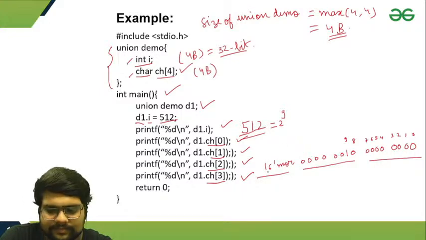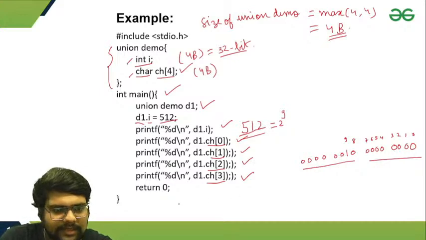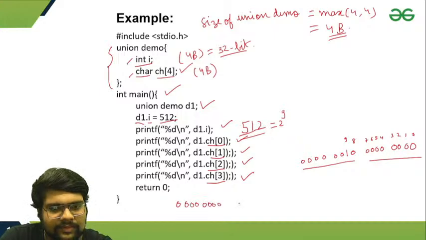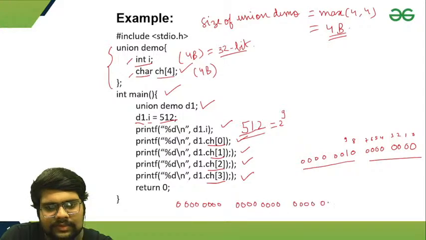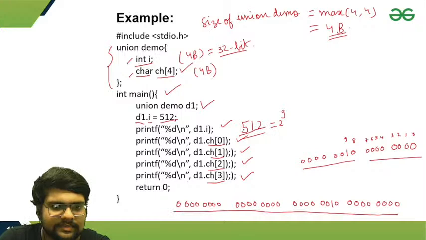So let me write it down: 0 0 0 0 0 0 0 0 0 0 0 0 0 0 0 0 0 0 0 1 0 0 0 0 0 0 0 0 0. So this is the 32-bit representation of this integer I, 512. Let me erase this.